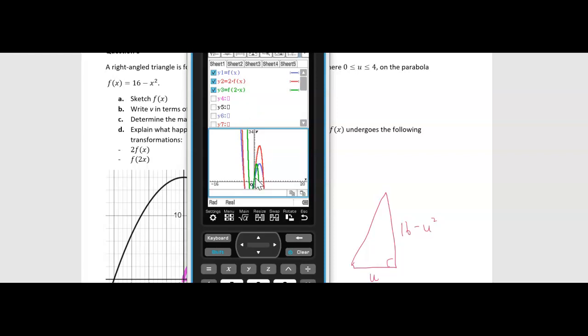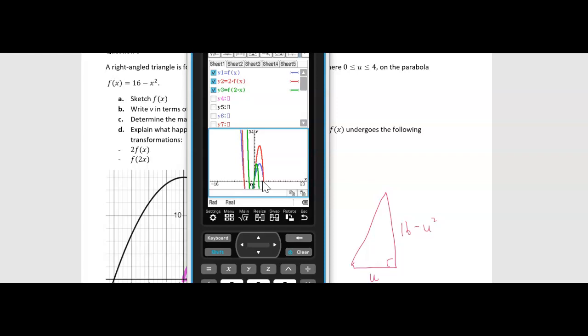Now, f of 2x, we've got a dilation from the y-axis by a half. You can see the green has become narrower. The blue is our original, and the green has the same height. So your triangle would have the same height, but your base is halved. So the area would decrease.